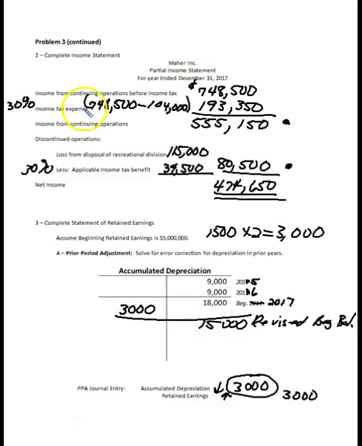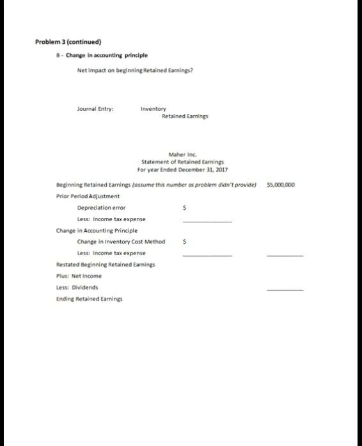Now let's go put this on our statement of retained earnings. Now I just made up a number. Here's our retained earnings statement. Let's just say it's $5 million. Now there would have been a depreciation error for 2 years for $3,000. Again, that's not 2015 and 16. We corrected it on the income statement for 2017. So only 2015 and 16 are in this beginning number.